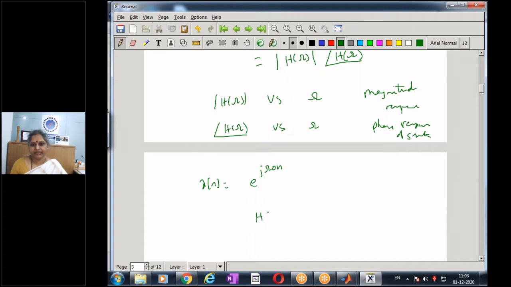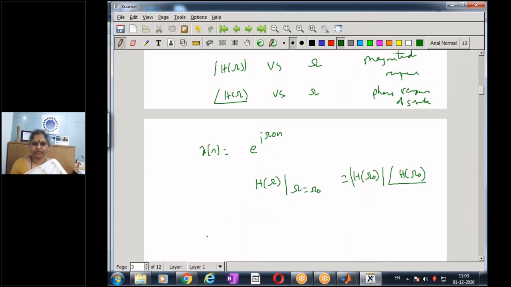I need to evaluate H of omega at omega equal to omega naught, and then I am going to get the magnitude and the phase at omega naught. And so my output of the system is now going to be e to the power of j omega naught n multiplied by that. So there is going to be a change in magnitude and there is going to be a phase delay.